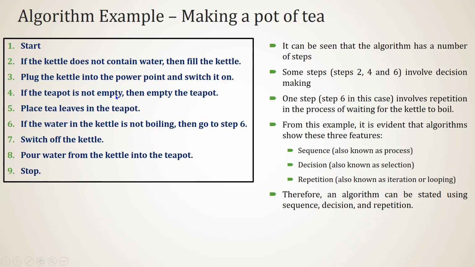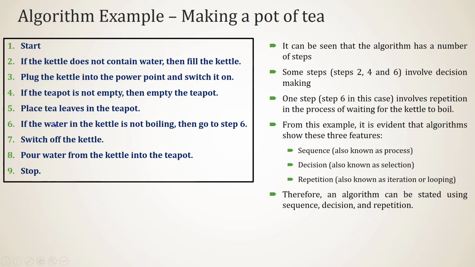If the teapot is not empty, then empty the teapot. After making the tea, I am going to pour it into a teapot, so I have a teapot also. If it is not empty, then we have to empty the teapot. Place tea leaves in the teapot. So after emptying the teapot, we put in the tea leaves. If the water in the kettle is not boiling, then go to step 6. Step 6 is the step itself, so the meaning is we have to wait until the water in the kettle boils.